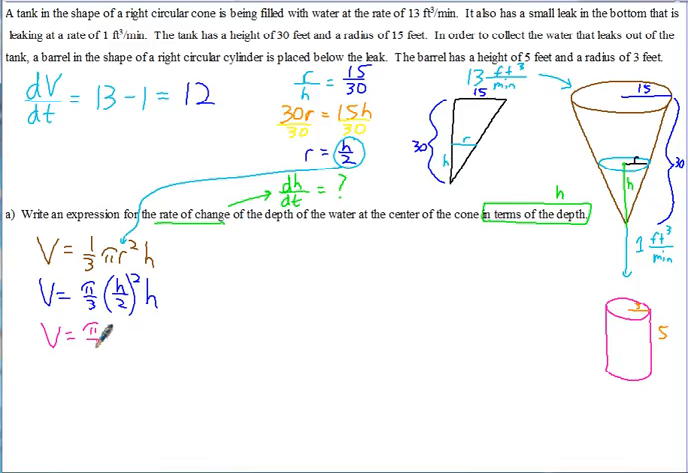So we have pi over 3 times, when you square that out, that's h squared over 2 squared, which is 4, times h. And again, we can make that even simpler by pulling everything that's a constant out in front. So we can pull that 4 out with the 3. So our constant in this problem out in front is pi over 12. And then we've got h squared times h, which is h cubed.